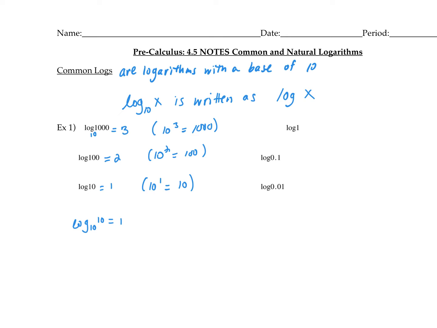The next column, the common log of 1 is equal to 0, because remember, anything raised to the 0 power is 1. Common log of 0.1 would be equal to negative 1, because that would give us 10 to the negative 1, which would be rewritten as a fraction, 1/10, and 1/10 is equal to 0.1. All right, the common log of 0.01 would be equal to negative 2, because it's 10 to the negative 2, or 1 over 10 squared, or 1/100th. 0.01.